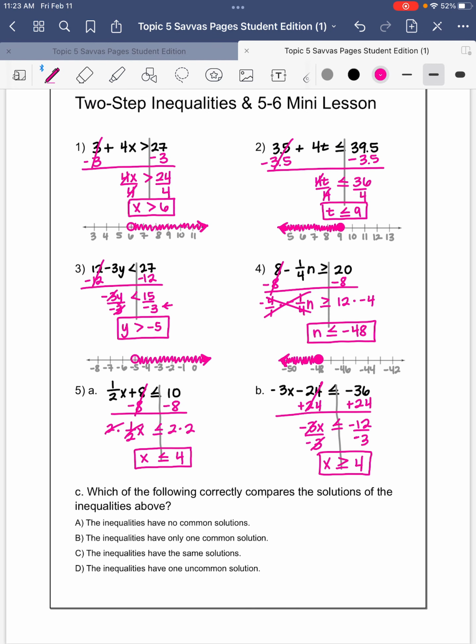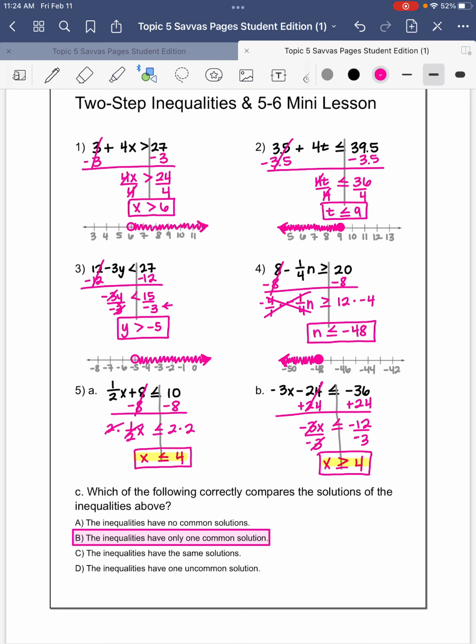So now, which of the following correctly compares the solutions to the inequalities above? So I'm comparing this solution to this one. So A, the inequalities have no common solutions. Well, that's not true. They both are either less than or equal to 4 or greater than or equal to 4. So they both have 4 in common. So the inequalities have only one common solution. I like that answer. 4 is in common. They both are or equal to 4.